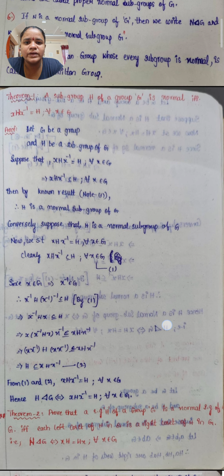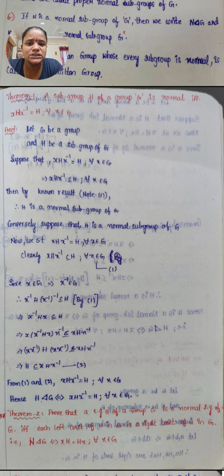Theorem 1: a subgroup H of a group G is normal if and only if xHx⁻¹ is equal to H for all x belongs to G. First we have to prove that if a subgroup H of a group G is normal, then xHx⁻¹ is equal to H. And conversely, we have to suppose that xHx⁻¹ is equal to H and prove that H is a normal subgroup of G.